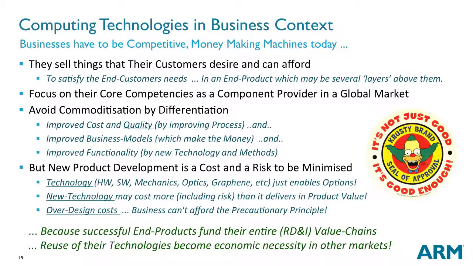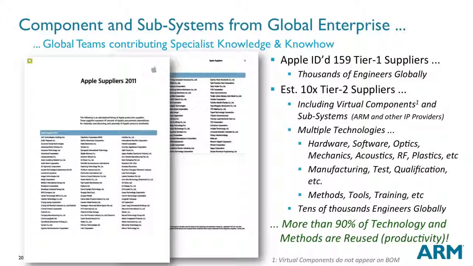Now, how much of this is real? Apple produced this list of suppliers back in 2011. There are 159 tier one suppliers on that list, and of course Arm isn't on there, because we don't supply directly. We supply knowledge and know-how which goes into the chips, which Arm incorporates, amongst other things, into the products that they're creating. So there's probably around 10 times that number of tier two suppliers, and on tier two suppliers you would find Arm. There are lots of technologies, lots of things that people are contributing, because they're focusing on their major skills, contributing to the design of these complex electronics. Tens of thousands of engineers worldwide. And of course, more than 90% of the technology is reused, and we can't avoid that, because we need the productivity.